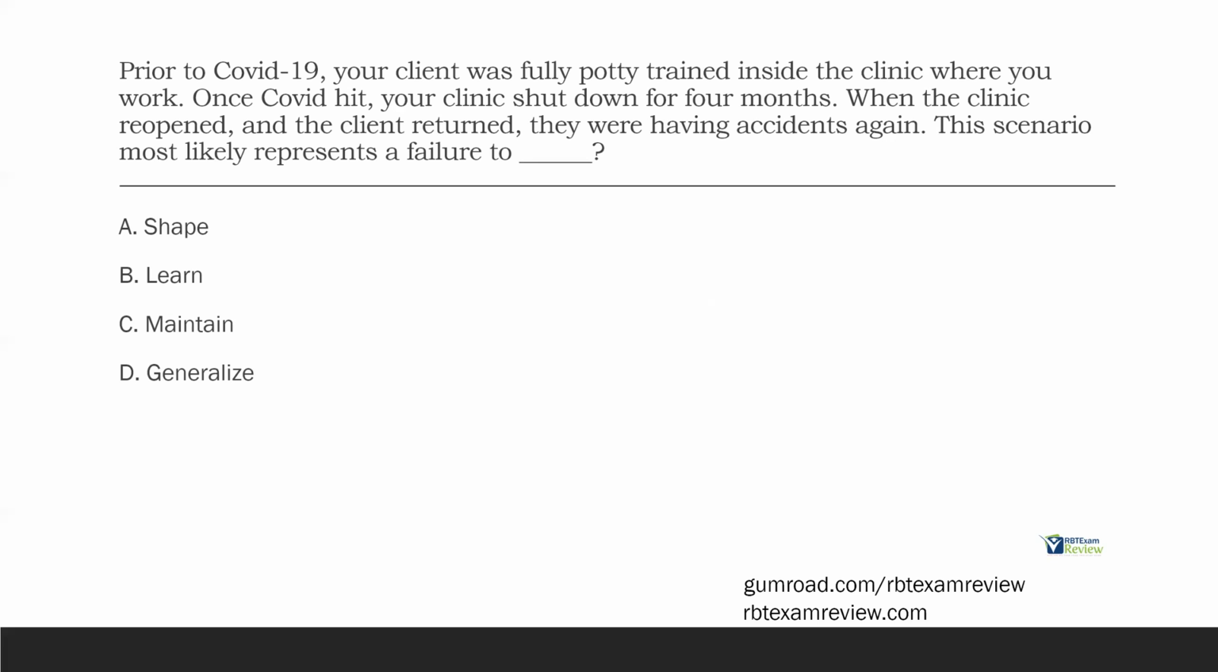And then your speed will come. Given this question, what's the most obvious thing here? Client had a skill. 4 months later, client doesn't have a skill. Is that shaping, learning, maintaining, or generalizing? Well, that's very obviously maintaining. The skill did not maintain over those 4 months, when maybe reinforcement wasn't given. Teaching had stopped, and now they are no longer potty trained. Very obviously maintenance here.